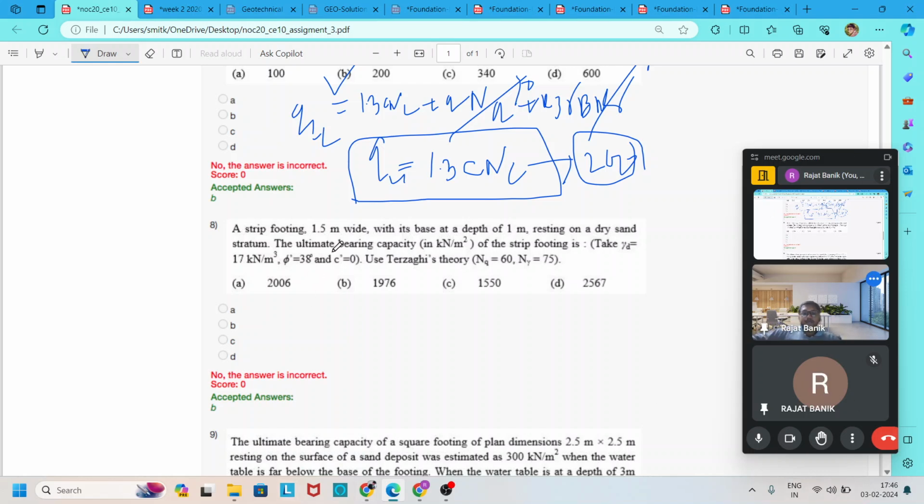So the ultimate bearing capacity is given for a strip footing. We have to find out the ultimate bearing capacity of this strip footing, and given here gamma is 17 kilonewton per meter cube, and phi is 38 degree. And from Terzaghi's theory, Nq and N gamma are given, which are 60 and 75.